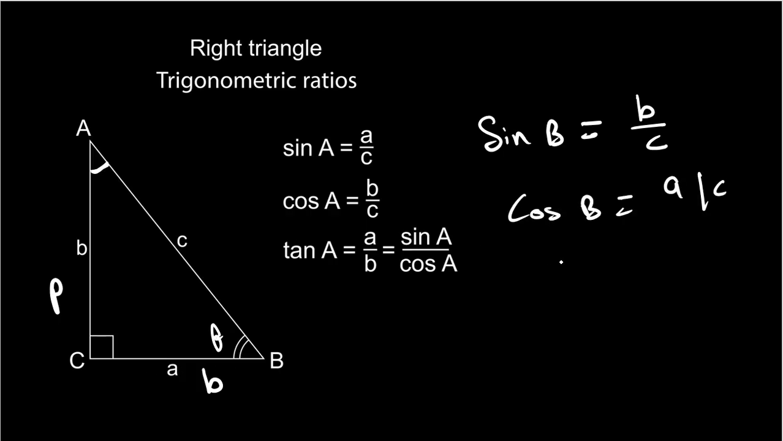I think you all have studied these basic things. And tan of B will become B by A. So these are the three ratios of trigonometry. I hope you all are clear with these things.